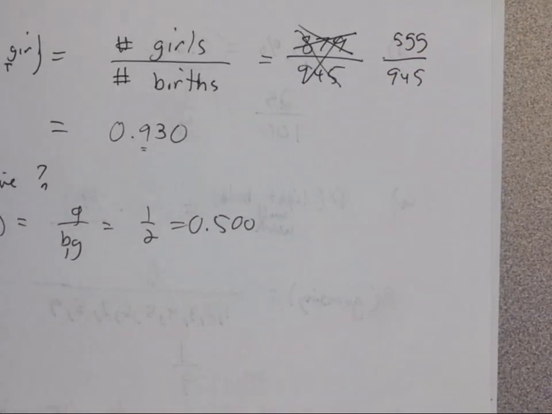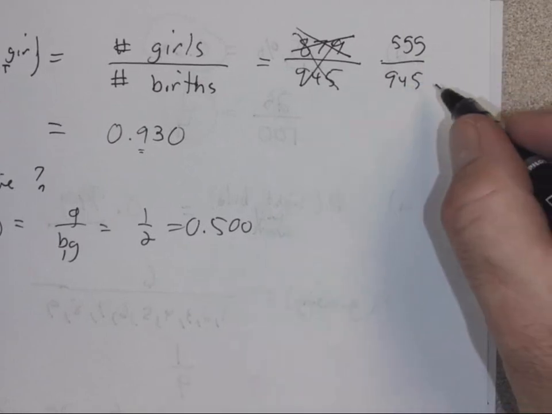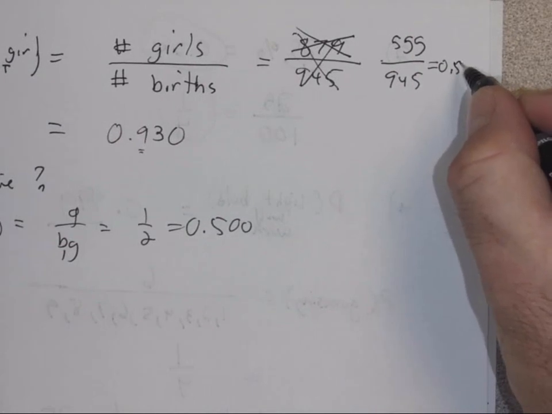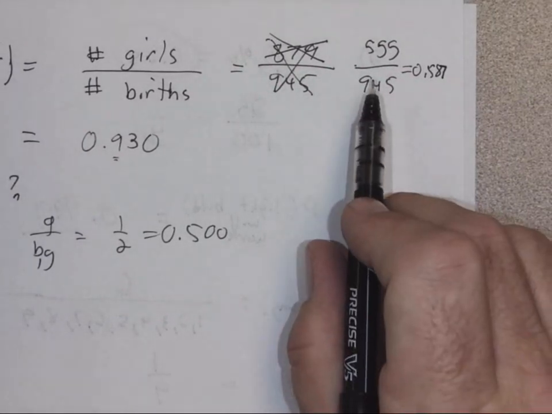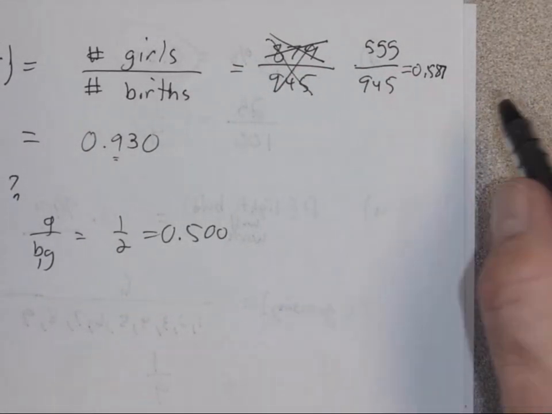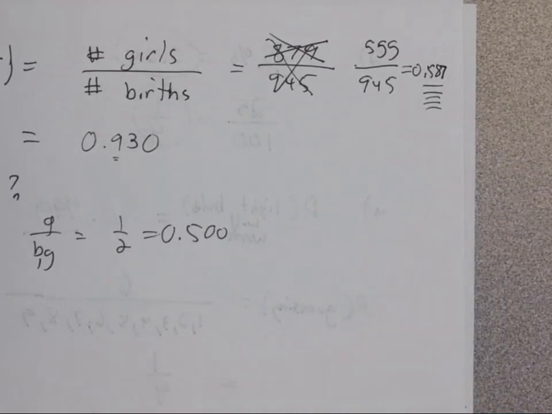It seems a little less useful, like it wasn't very useful. Right. So if I had 555 divided by 945, what I get is 0.587. Okay, so you guys see that? Yes. So if there were 555 girls out of 945 births, would you say that this is effective? No. But wait a second, it's bigger than 50%, right? But it's not significant. That's right, it's not significantly bigger, right?